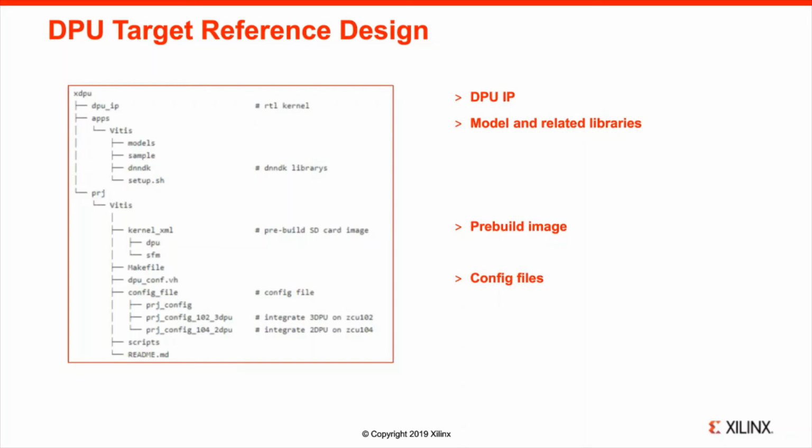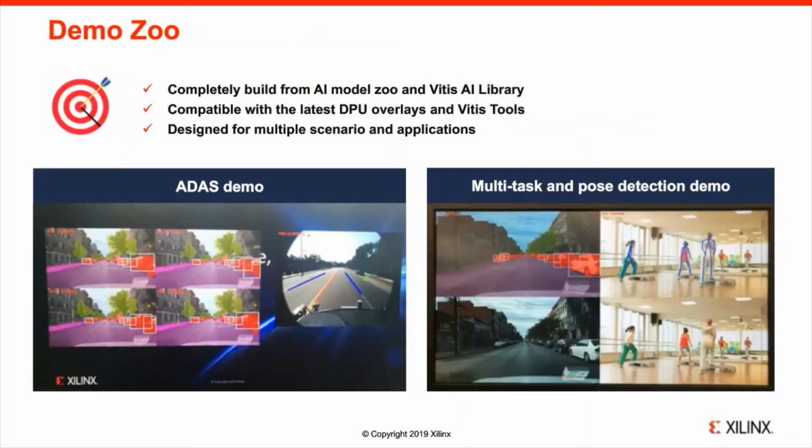Last but not least is our demo zoo. Xilinx has provided a series of demos for different application scenarios. On the left-hand side is an ADAS demo. We can use a single network to achieve both detection and segmentation. We can also achieve 4 channels, with each channel at 25 frames per second, plus 1 channel for road line detection, also in real time.